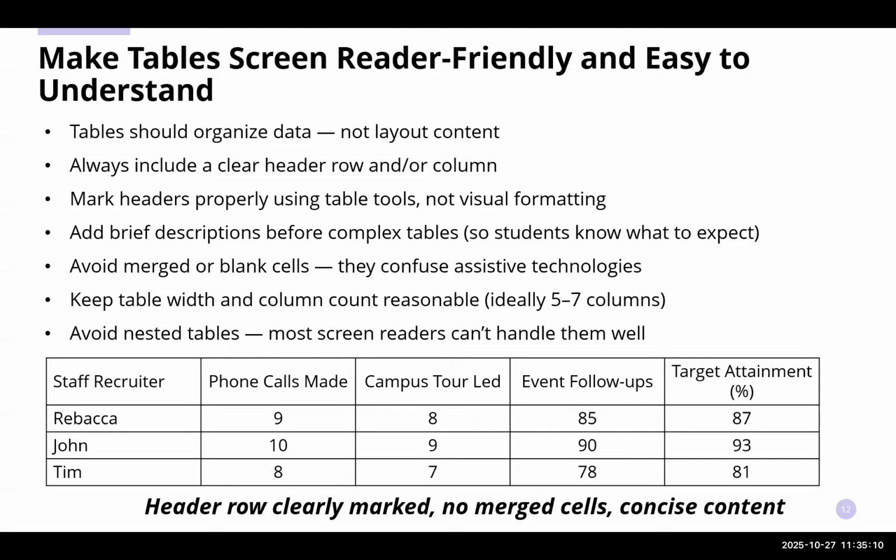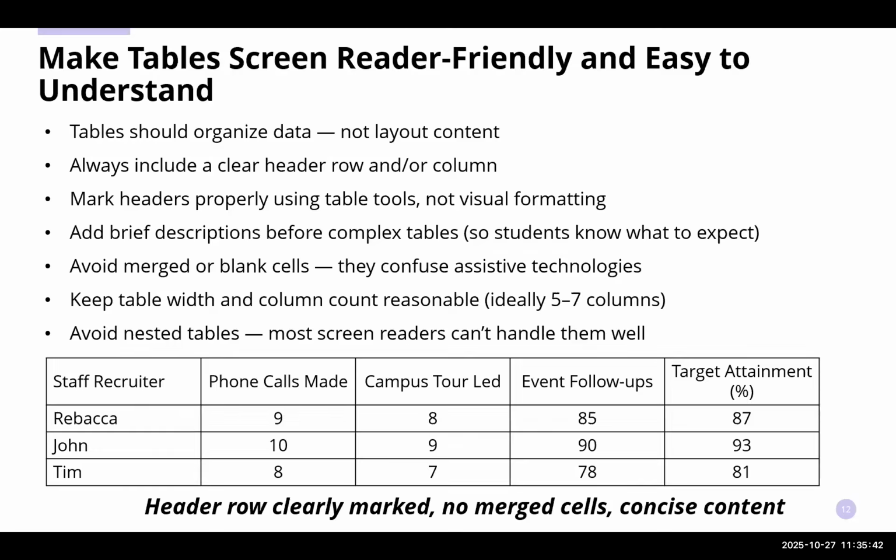One common mistake is simply bolding the text to indicate the table headers. Instead, you should always use the built-in table tools to mark header rows and columns. This will help screen reader users to understand the structure and read the table correctly. It will help them associate the column or row headers along with the data that is available in the table.